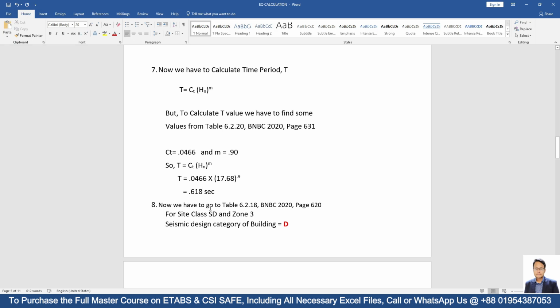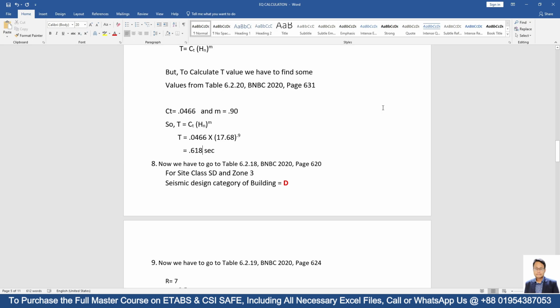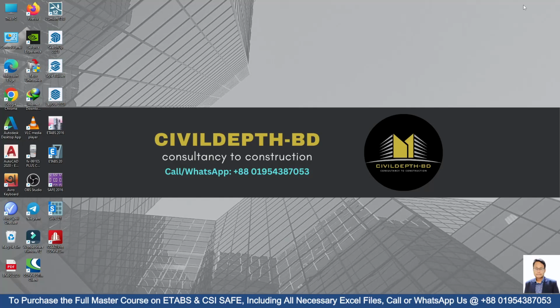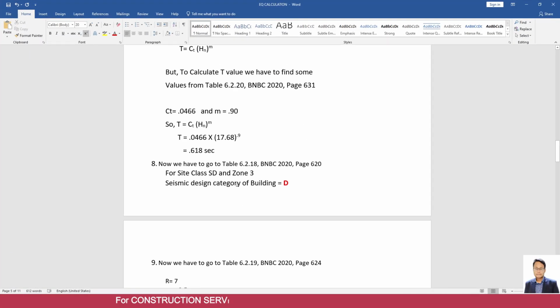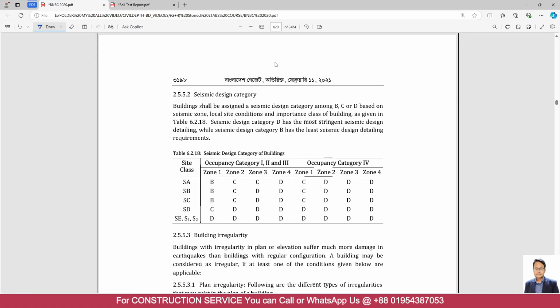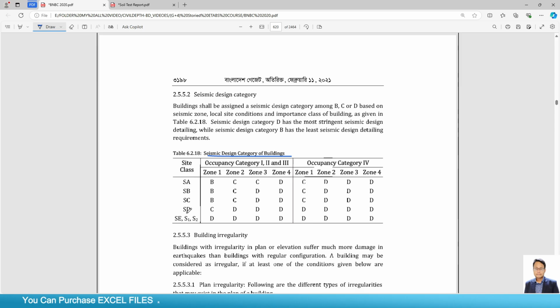In step 8, we have to take a decision about the seismic design category of our structure. Let's go to page number 620. Here they have given a chart for determining the seismic design category of a structure. You can see site class A, B, C, and D. The site class of our soil is D. So we have to find the values in this row. Also, we have zone 2. We are designing this structure for zone 2.